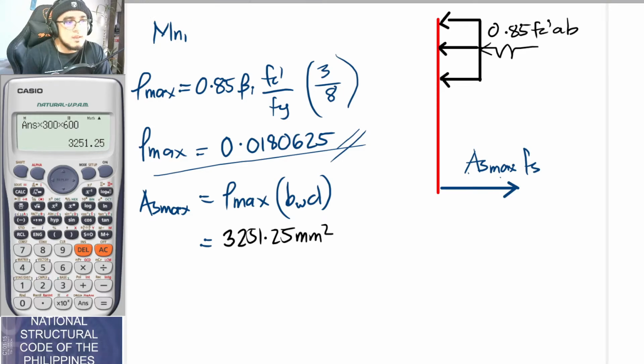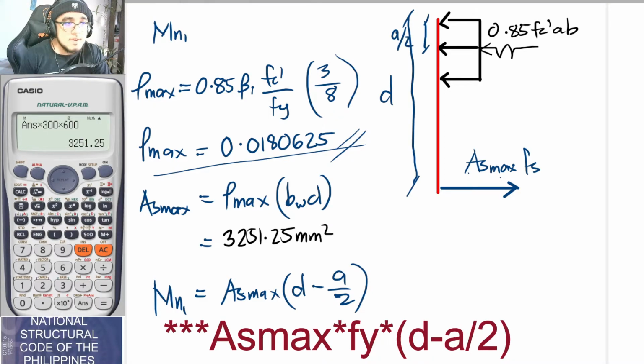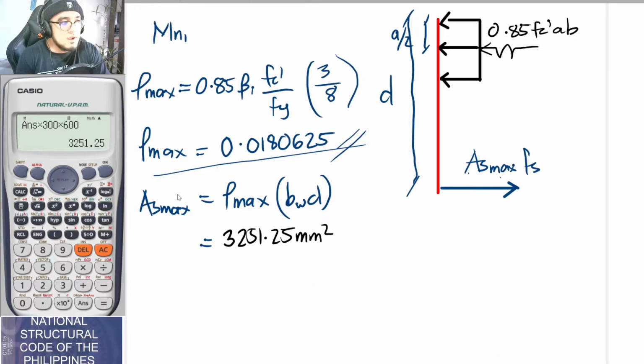From that, we can now solve for the value of your Mn1. But can we really? For your Mn1, that is basically As max times d minus a/2, because if this is your d, this is your a/2. It is better if we solve for a first. Since we still have one unknown, for the value of a, let us just use the value for your c max.